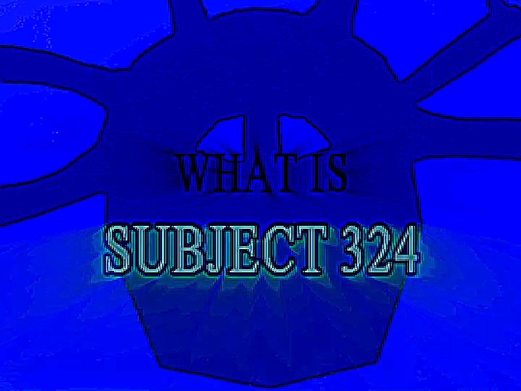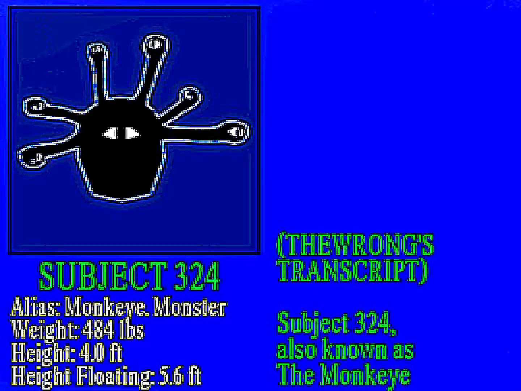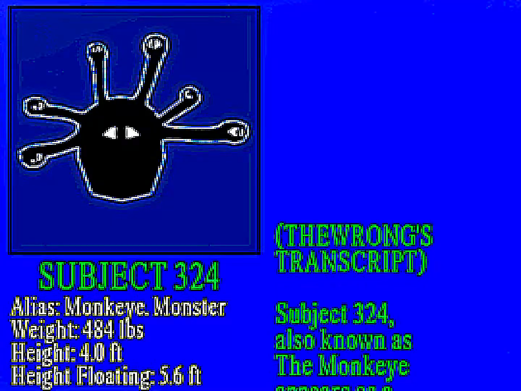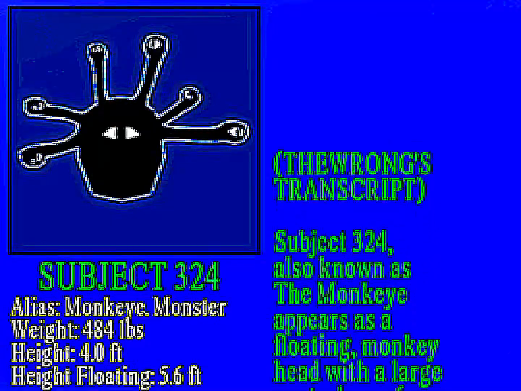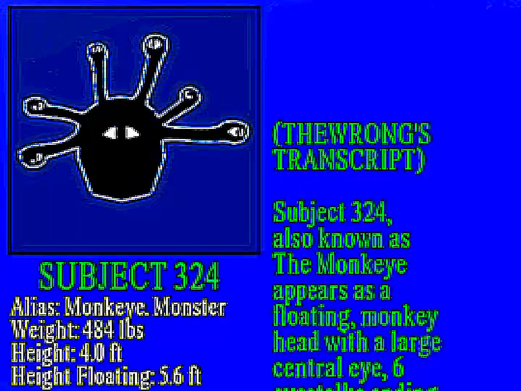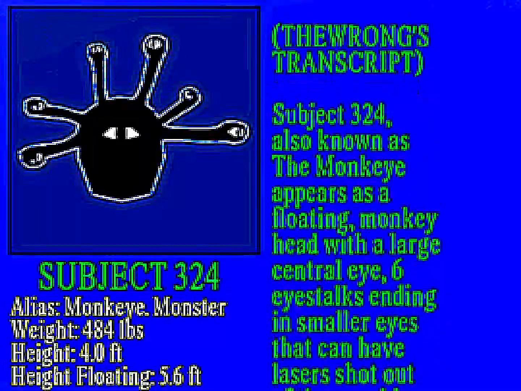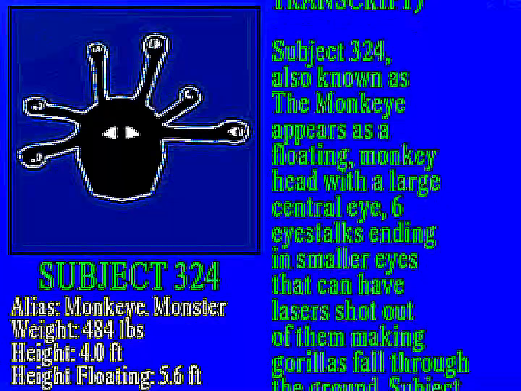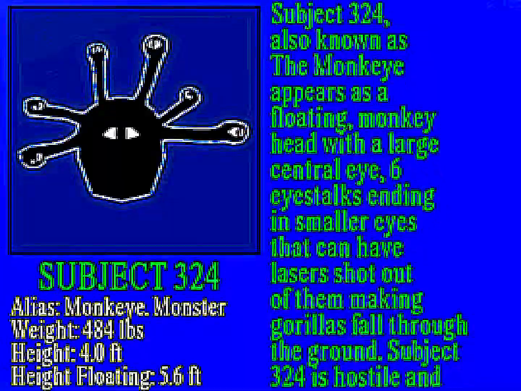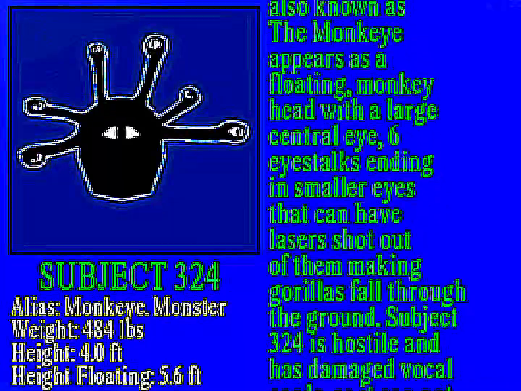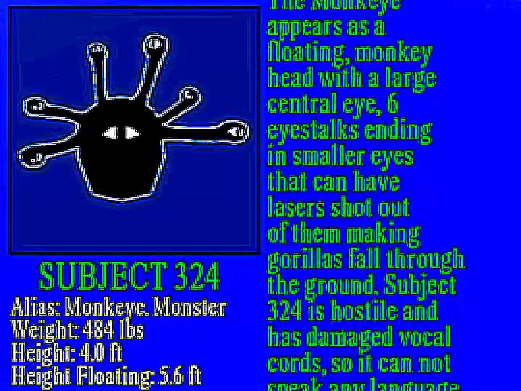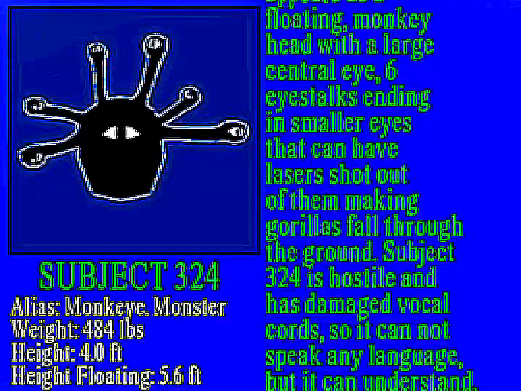What is subject 324? Subject 324, also known as the Monkeye, appears as a floating monkey head with a large central eye, 6 eye stalks ending in smaller eyes that can shoot lasers out of them, making the gorillas fall through the ground. Subject 324 is hostile and has damaged vocal cords, so it cannot speak any language, but it can understand.